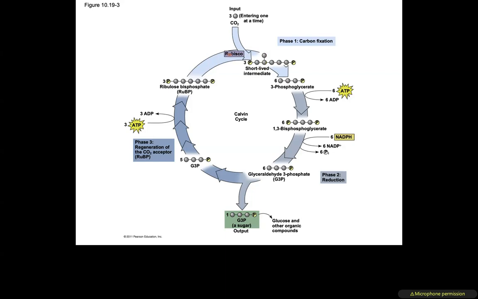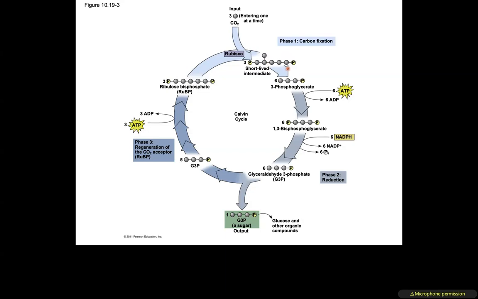So let's count these. There are 3 RuBPs, and you're going to have 3 incoming CO2s to make 3 6-carbon molecules, right? 5 carbon plus 1 carbon is 6 carbon. So there are 3 6-carbon molecules, and then they will all break in half. Click, click, click, click, click, click, click. Now there's going to be 6 3-carbon molecules.